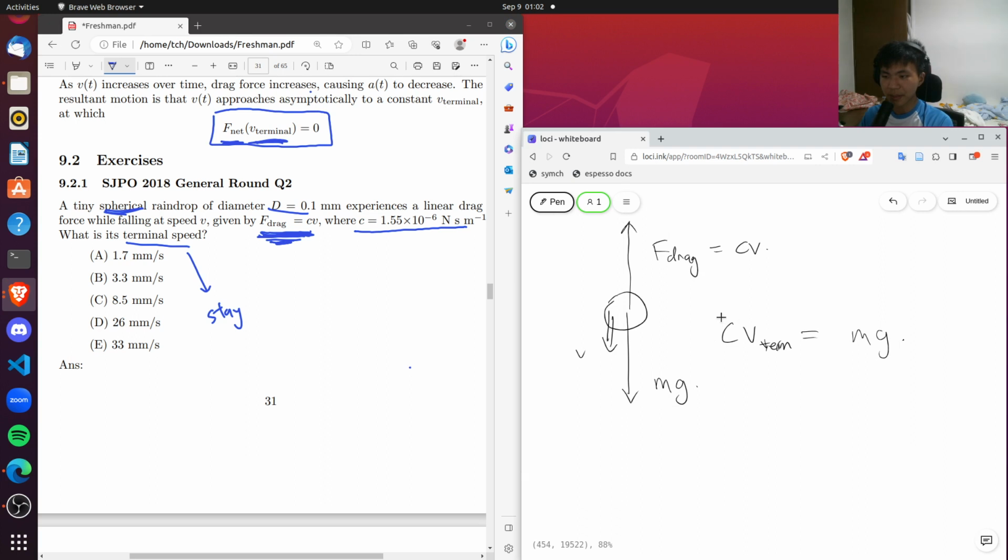So we know c. We want to find v terminal. We know g. We just need to find m. And thankfully, we're given the radius, I mean the diameter. So mass can just be found by 4/3 pi r cubed times the density of water, because rain is made of water.